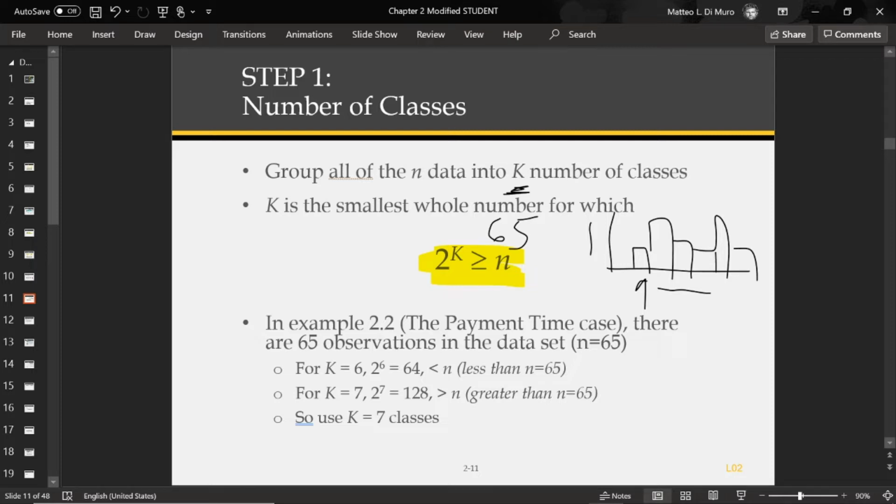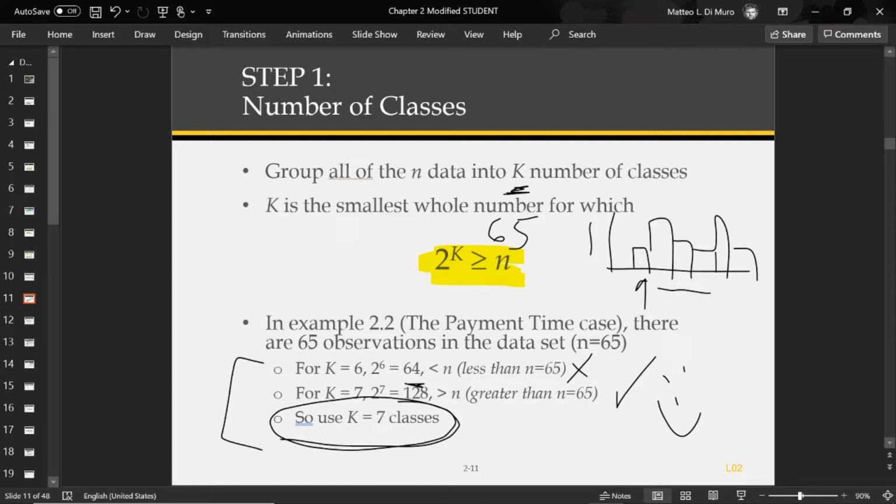So down here, if K is 6, well, 2 to the power of 6 is 64, okay? And that's less than N. Our N was 65. 64 is not bigger than 65, so a K value of 6 would not work. It would not satisfy our equation. If K was 7, so that's 2 to the 7, you get 128, and that is bigger than 65, and that's as close as we're going to get. So we're going to be using K equals 7.